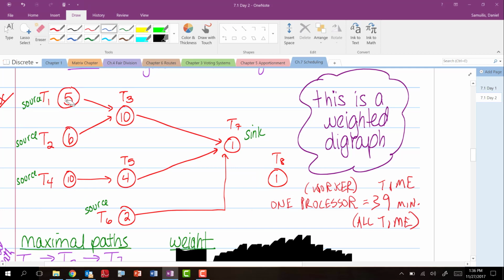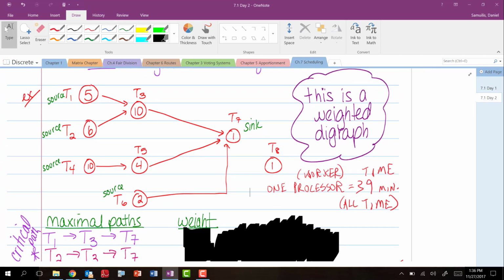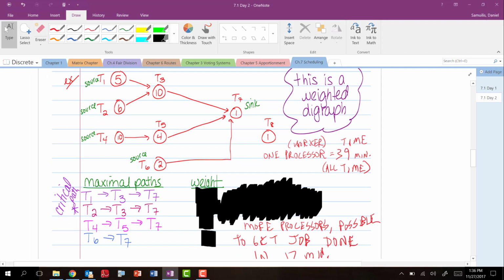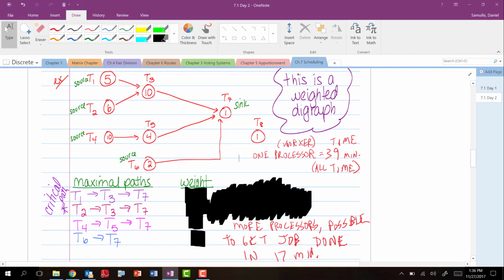That's why we're going to find a critical path with a critical time to it, because with a certain amount of processors, we could get this job done in the critical time. I hope you understood that.